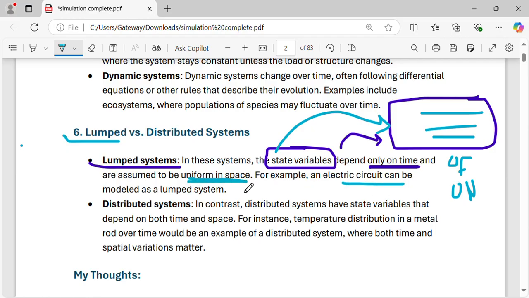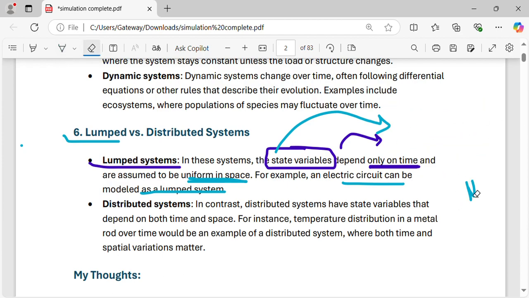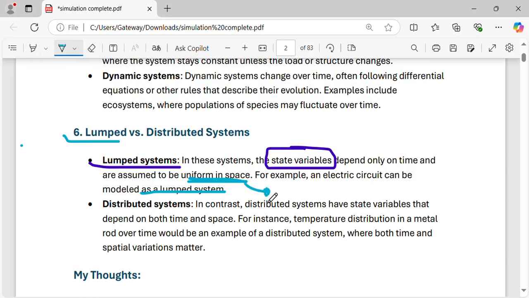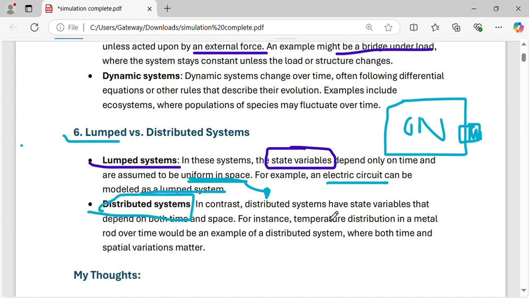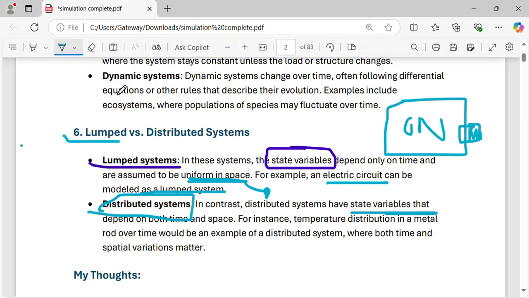An electric circuit can be modeled as a lumped system, right? So in a lumped system, you depend only on time and you have a uniform spatial distribution. For example, I would want the circuit to be on for a certain time, and then I want the battery to be on for a certain time, etc. We have distributed systems. Distributed systems have state variables that depend on both time and space, right? For instance, temperature distribution in a metal rod over time would be an example of a distributed system where both time and spatial variations matter.